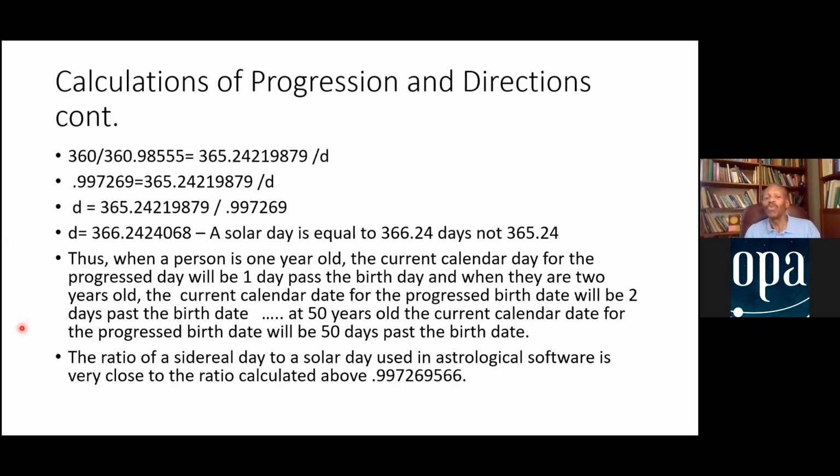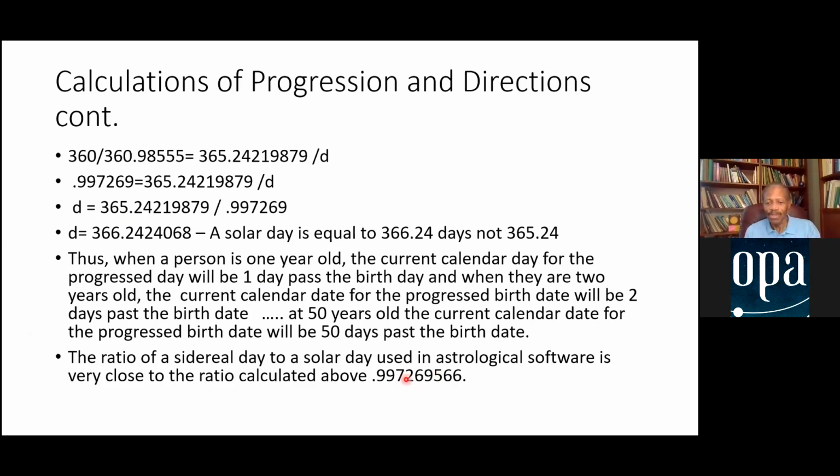Thus, when a person is 1 year old, the current calendar date for the progressed date will be 1 day past the birth date. When they are 2 years old, the current calendar date for the progressed birth date will be 2 days past the birth date. At 50 years old, the current calendar date for the progressed birth date will be 50 days past the birth date. So the ratio of a sidereal day to a solar day used in astrological software is very close to the one calculated above. I got it within 5 decimal places.